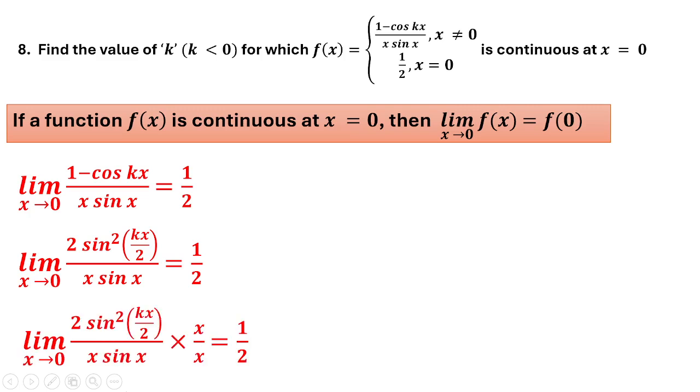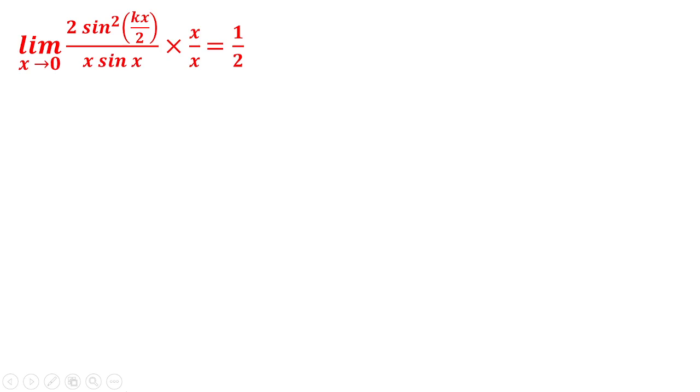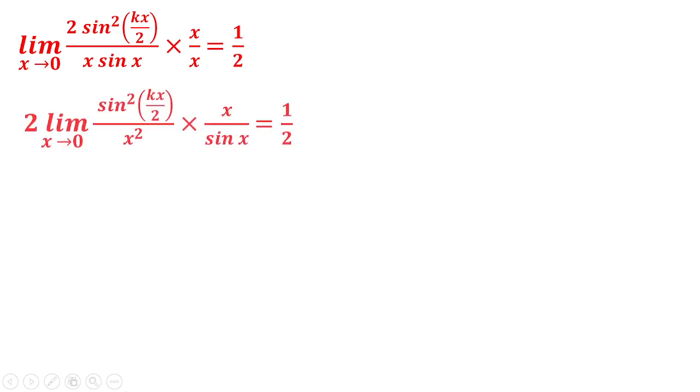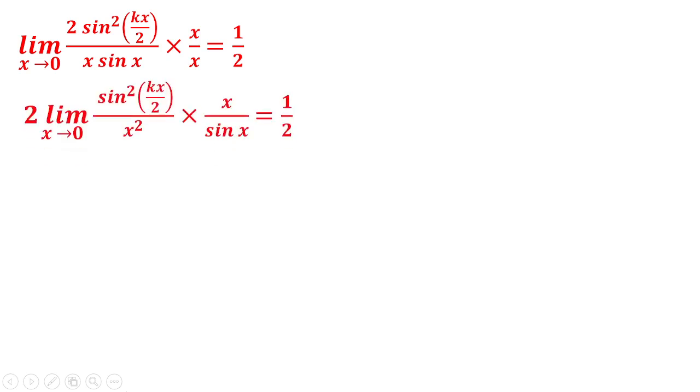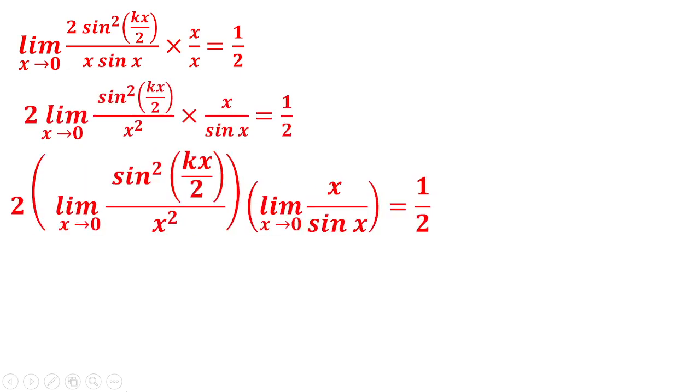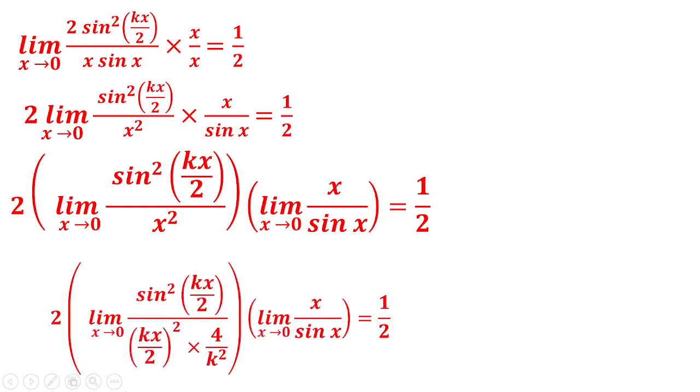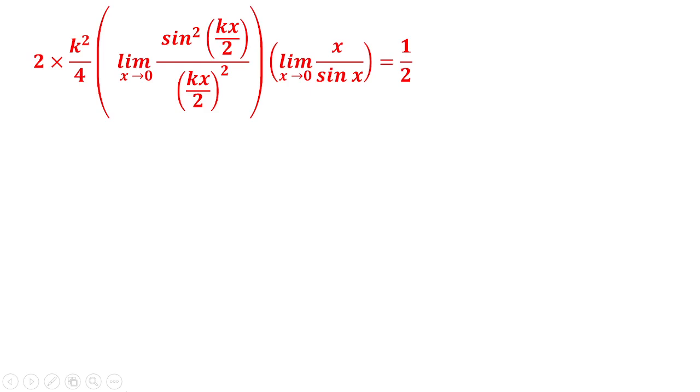Now we are continuing the substitution. But here, when there is a sin square, the denominator should be x square. Therefore we are multiplying and dividing by x. When I multiply and divide by x, I can split the limit into two. First limit is sin square kx by 2 by x square. Second is x by sin x. Once again, here it is kx by 2. Our denominator also should be kx by 2 the whole square. So multiplying and dividing by 4 by k square.